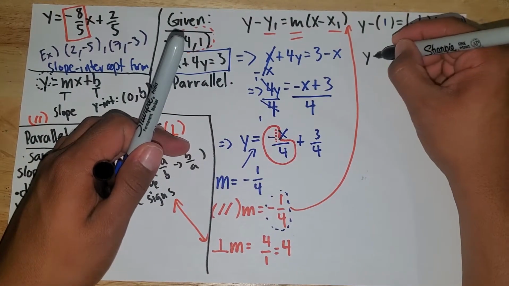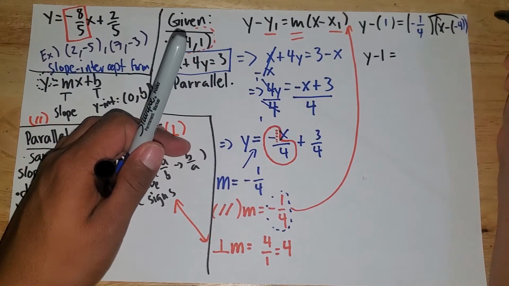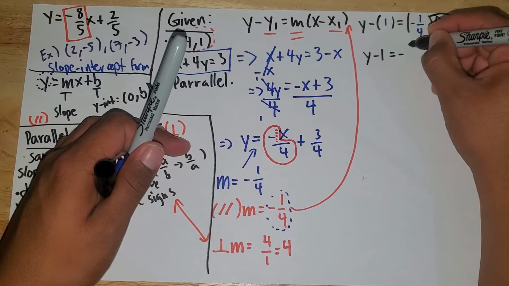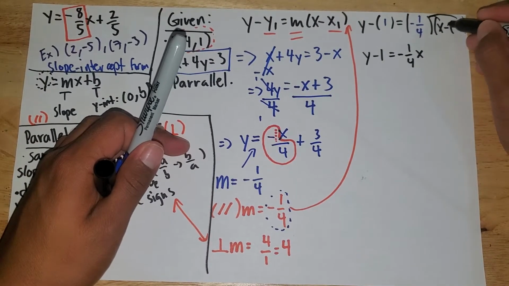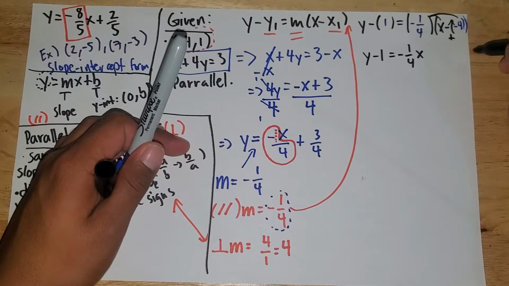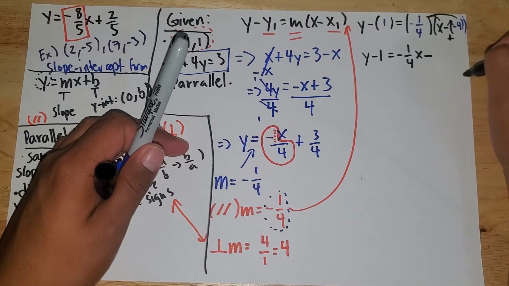y minus 1 equal to, and then I have to distribute this negative 4. It's going to be negative 1 over 4x. These two negatives become a positive, but then this negative times that positive is going to be negative.